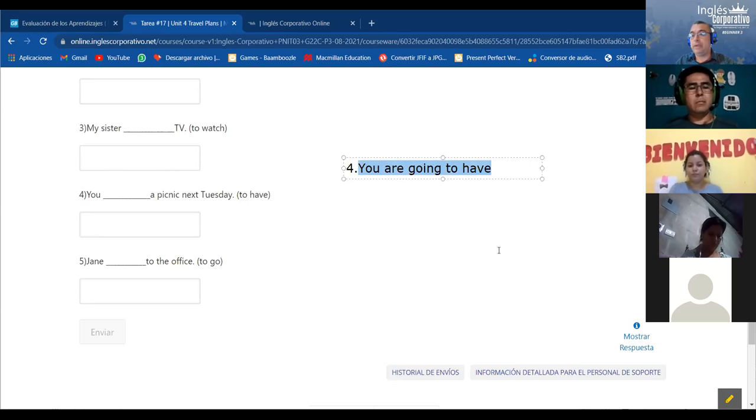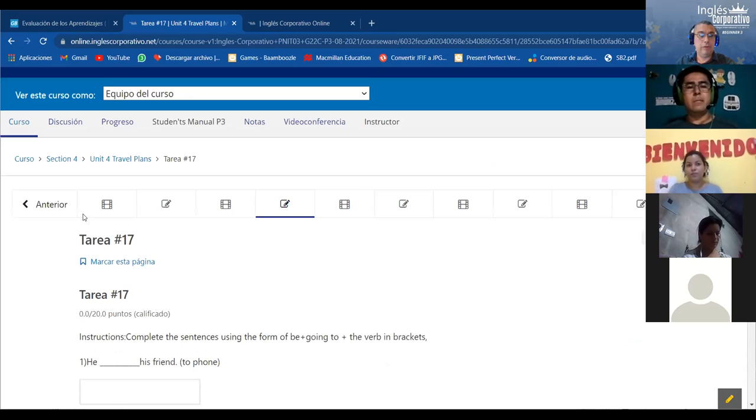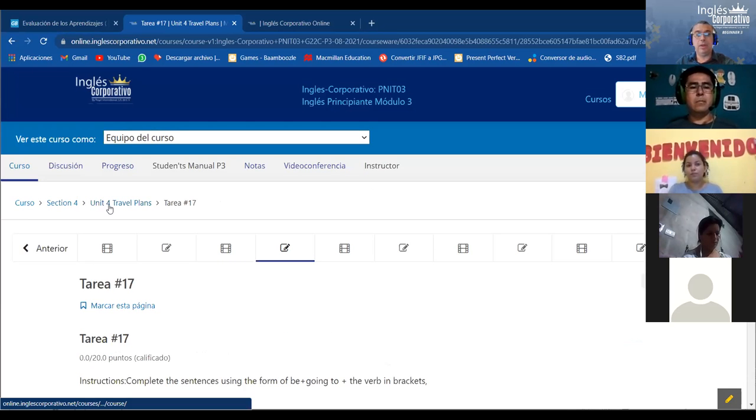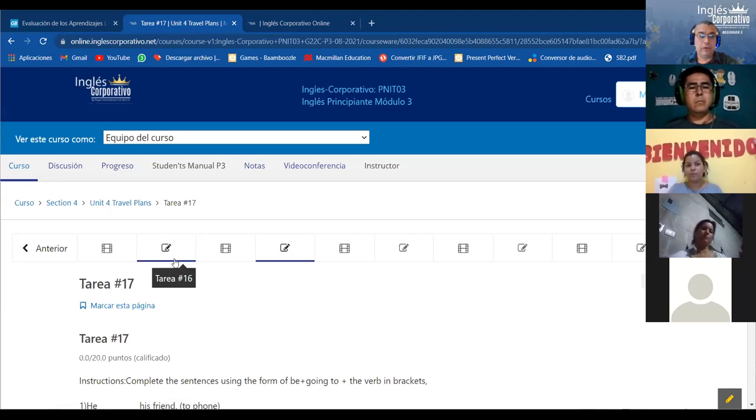Eso sería. Ok, esto sería para la actividad number, la segunda de esta unit, this unit. ¿Y qué unit es? Unit 4. Ok, unit 4, section 4, la sección 4 de la unidad 4. Bueno, prácticamente es la cuarta sección en la unidad 4, right? La sección y unidad es lo mismo. So it's not the first one, no es la de ayer, it's this one, number 17. Okay, number 17.